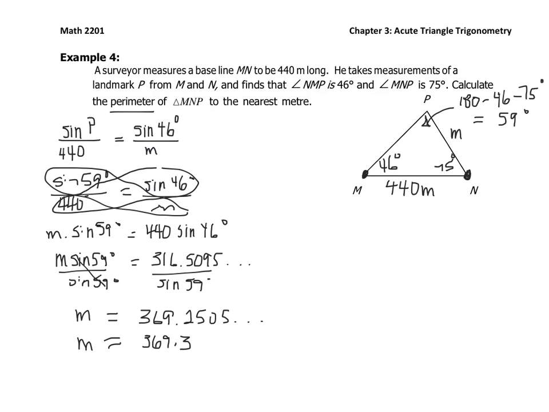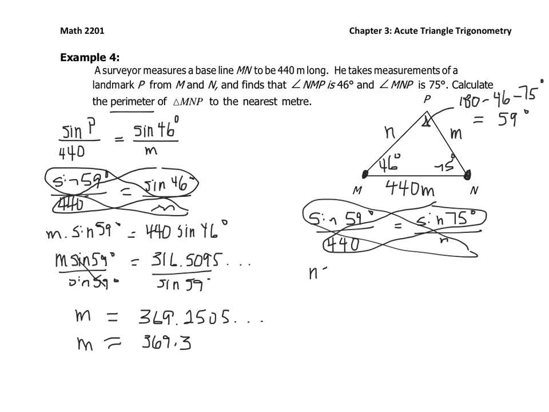And then the last one, we'd have sine of P again, which I know is 59 degrees, over 440. We'd set that up equal to the other one, which is sine of 75 over side n, and do the same thing. So n times the sine of 59 would equal 440 times the sine of 75.